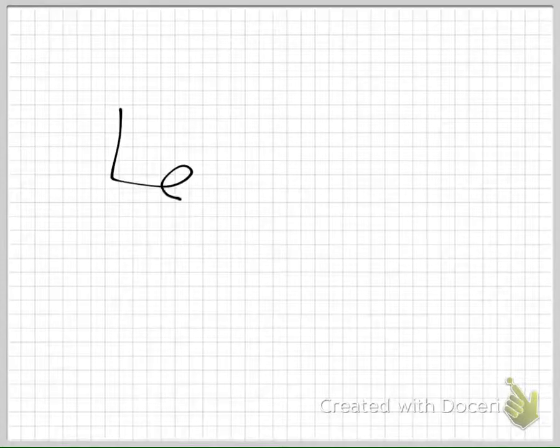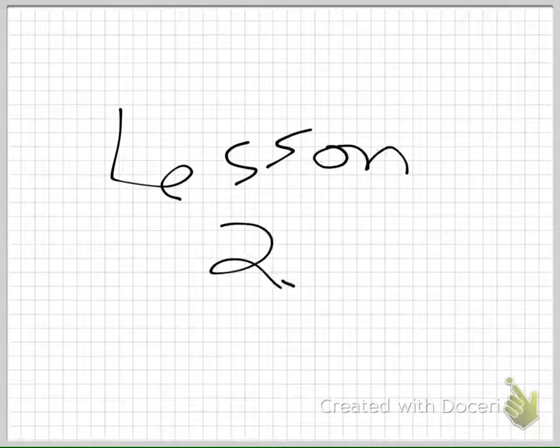All right, this is lesson 2.3, Pre-Algebra, simplifying variable expressions. All right, so here's some things you need to understand.